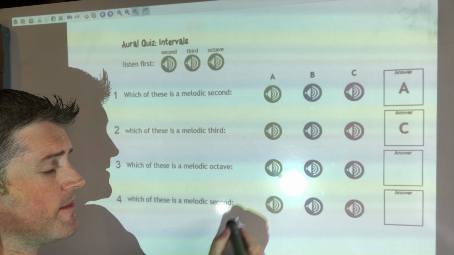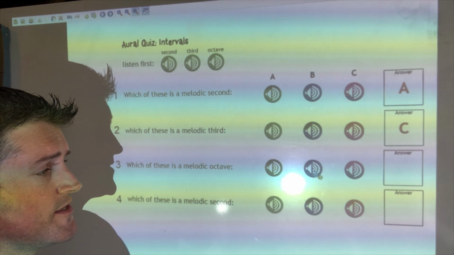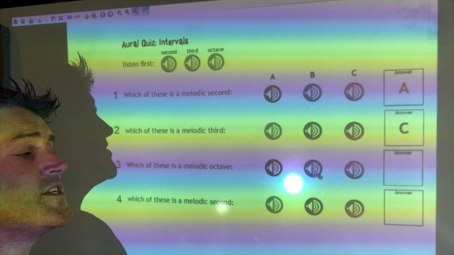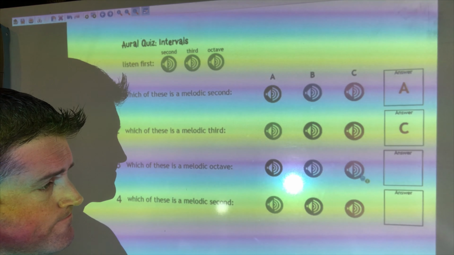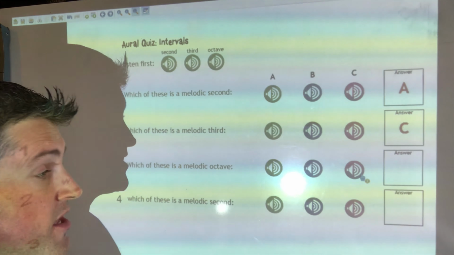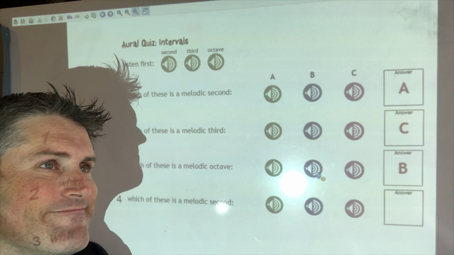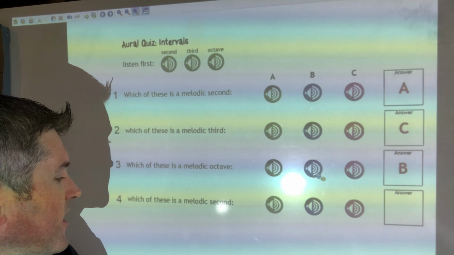Is it A? Is it B? Or is it C? You would have had your answer written down here. The correct answer this time around is B. Okay, good listening. Right, last one.